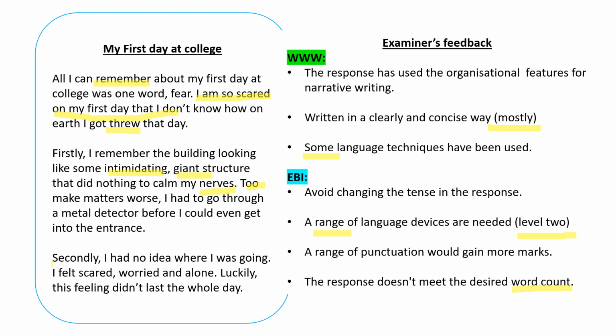Secondly, again, we've got another really good sequence and discourse marker. I had no idea where I was going. I felt scared, worried, and alone. So not only do we have emotive language here, scared, worried, and alone, but this is also a triplet or a group of 3, so 3 ideas towards a common goal.